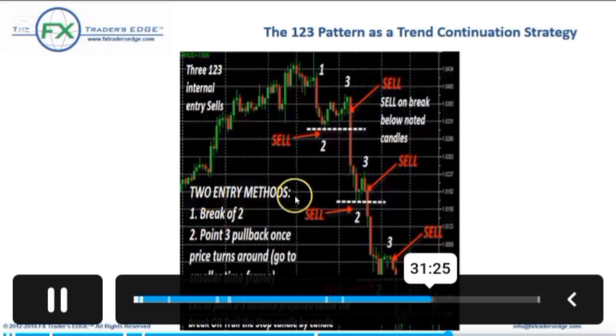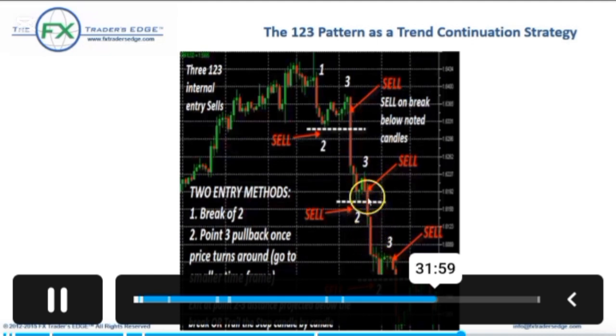So 2 entry methods: break of 2 or 0.3 pullback once price turns around, and you might go to a smaller time frame as well, if that makes it easier for you. Exit at the point 2 to 3 distance projected below the break, or trail the stop candle by candle. So you can measure the distance and project it and take your profits, or just trail your stop, move your stop down as price goes down.